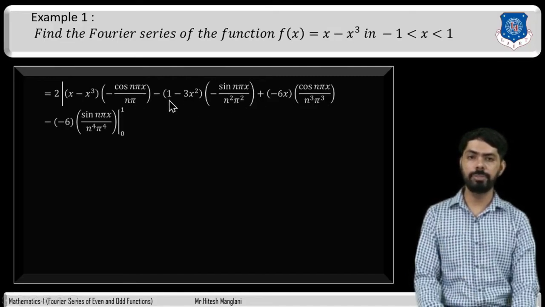Now plus, now we will take derivative of this bracket. So here first term is 1, so derivative of 1 is 0. And here derivative of x square will be 2x. So 2x into 3, so here it will be 6x. So here it will be minus 6x because of this minus sign.